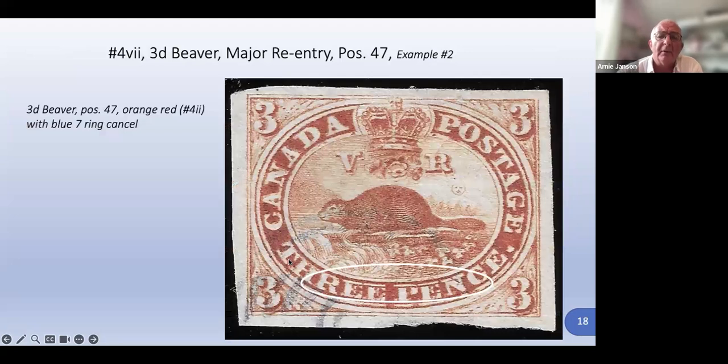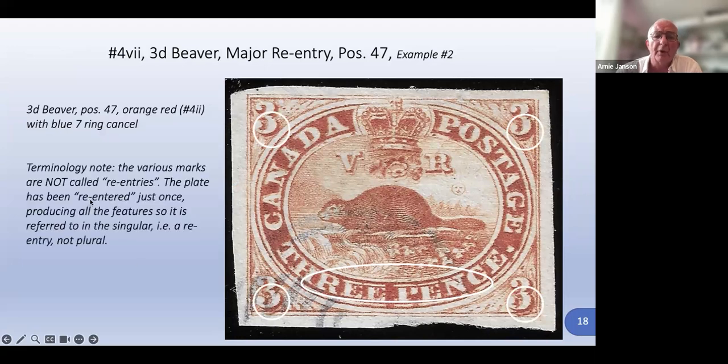Here's another example, a second single, loose single, of position 47 of the major. Again, we see the doubling in the 4 corners and the doubling here. Now, it's important to note that when we talk about these marks or features or doubling, they're not referred to as reentries. It's one reentry that causes all of these. So we refer to our reentry as a single. You don't refer to reentries in the plural form on a single stamp.